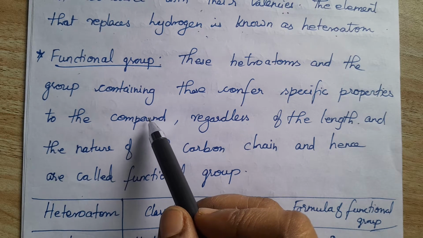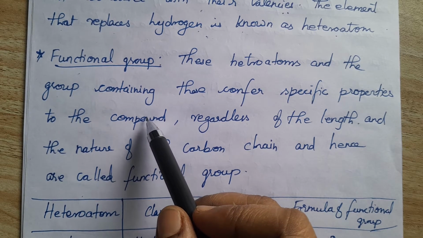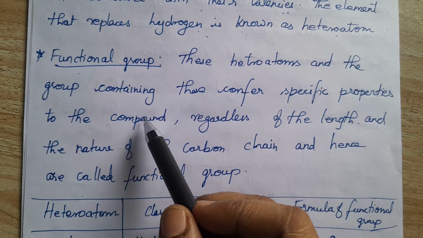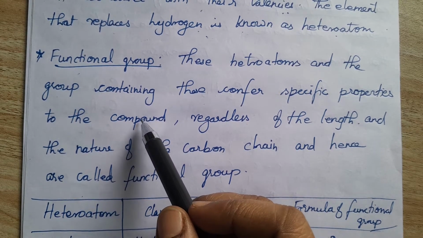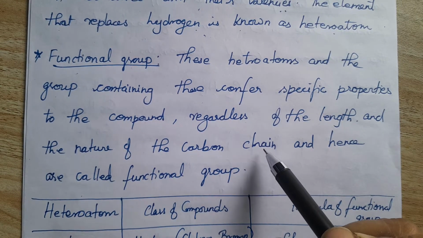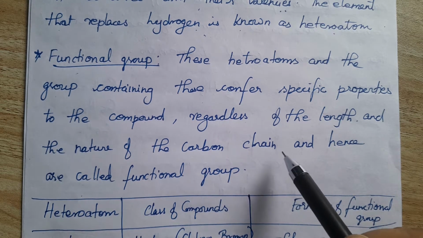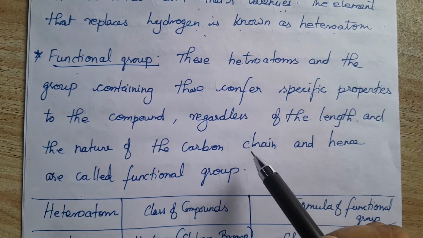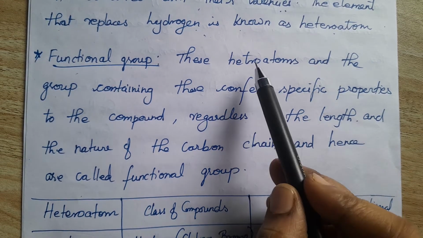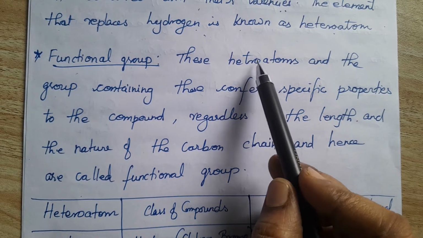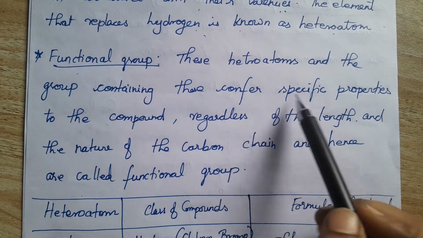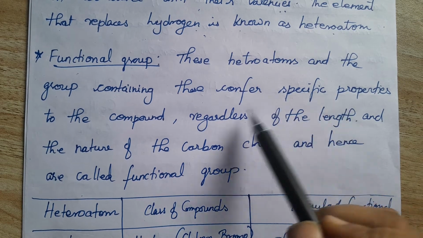If heteroatoms combine with the hydrocarbon chain, it will create some specific chemical property for that compound. Regardless of the length and the nature of the carbon chain, whether it is straight, branched, or a ring, or very long or short, based on the elements attached, the heteroatoms, it creates a specific property for that compound.